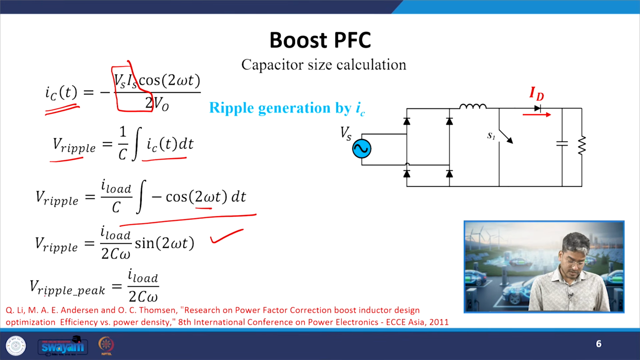Okay. So, now the voltage ripple peak will be equal to I load by 2 C omega, that is the peak value of this expression.